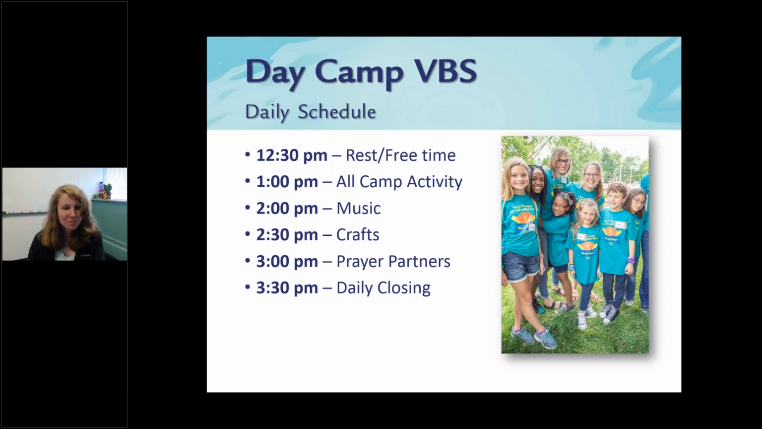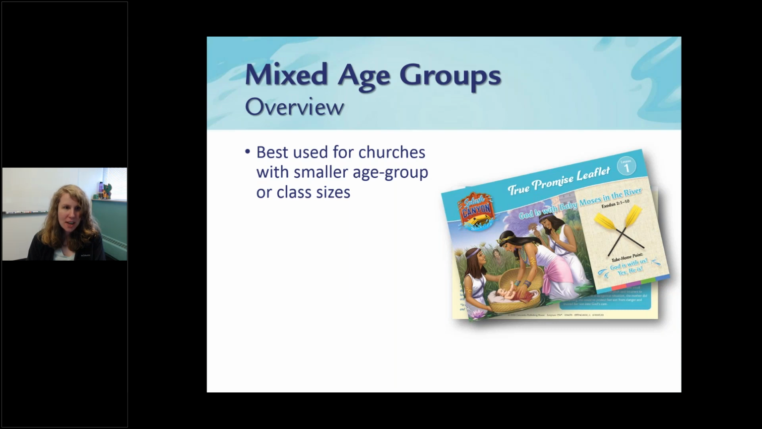So the next thing we're going to go through is our mixed age group VBS. This would be best used for churches who have smaller age groups or class sizes. So if you don't have enough people at your church where you can do rotation sites, you don't have enough people in first and second and third and fourth and fifth grade, consider mixing your age groups together. There's a lot of cool opportunities here for mentorship. It gives some of your older kids an opportunity to grow leadership skills too.